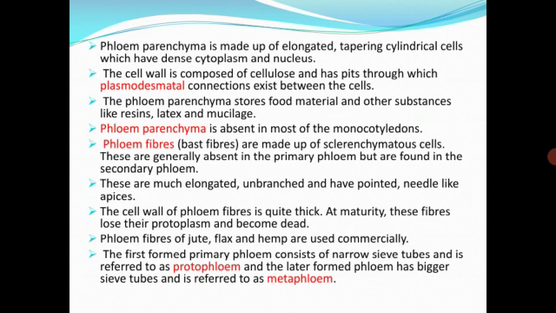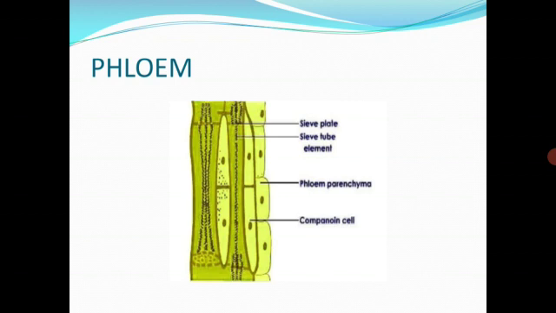So this is the diagram of the phloem showing the sieve plate. These are the sieve tube elements, and then these are the phloem parenchyma cells associated with the phloem. This is the companion cell. So this is the LS of phloem, or the longitudinal section of the phloem.